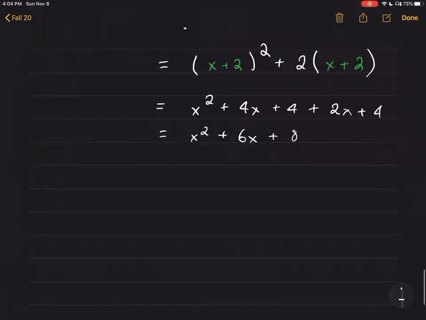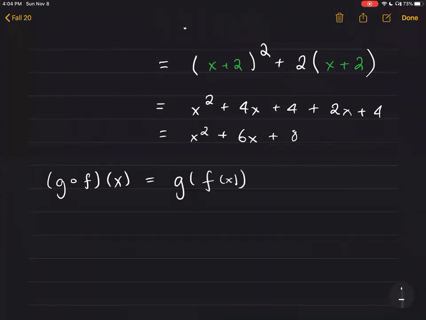All right. Now instead, imagine we wanted to do g composed of f. So we wanted to reverse it, right? Does it get us the same thing out? Who knows? Let's check and see. So this would be g of f of x.